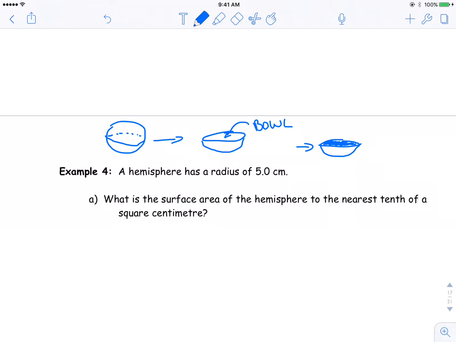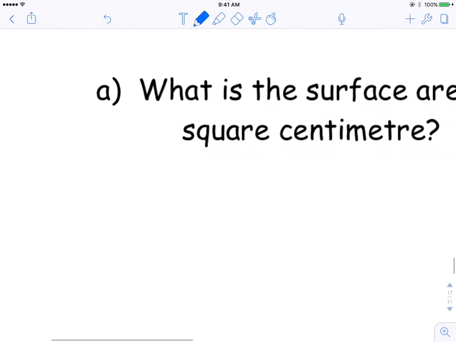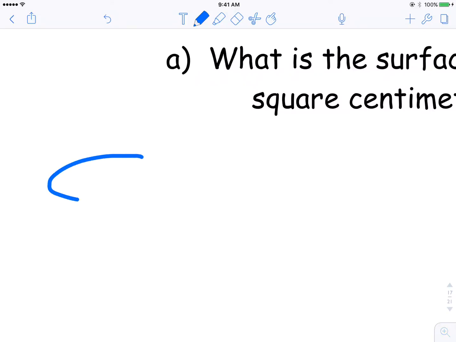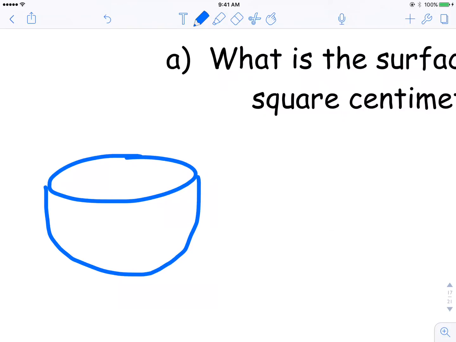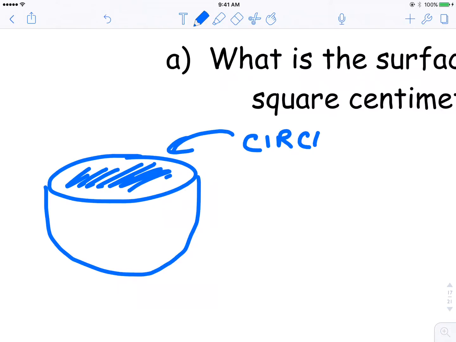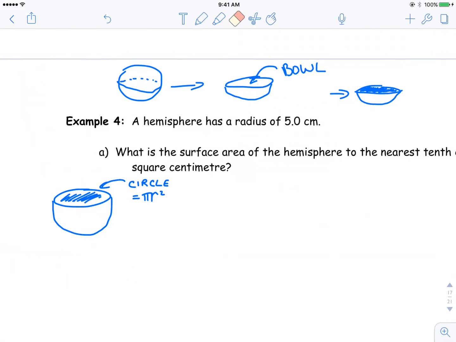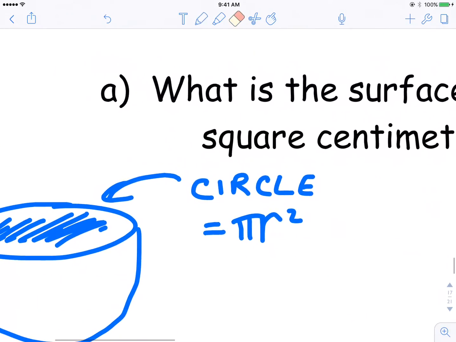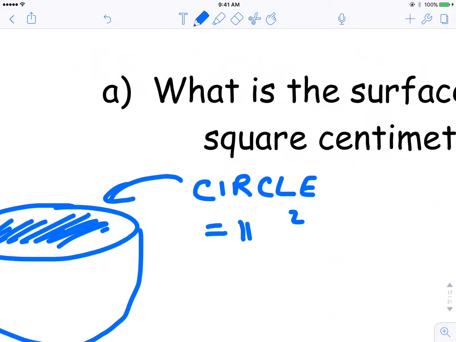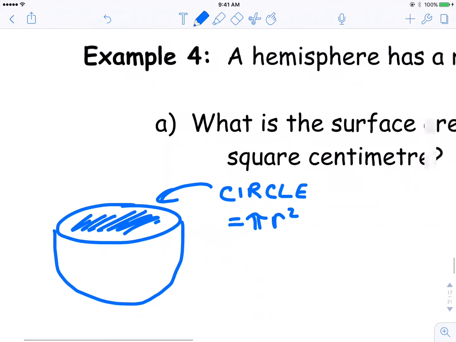What's the surface area of the hemisphere to the nearest tenth of a square centimeter? So that means we've taken our sphere, we've chopped it in half, we have something that looks like this, and because we're assuming it's solid, we have to include this face as well. Well, that face is the shape of a circle, and it has the formula of pi r squared. So let's fix that. Pi r squared.